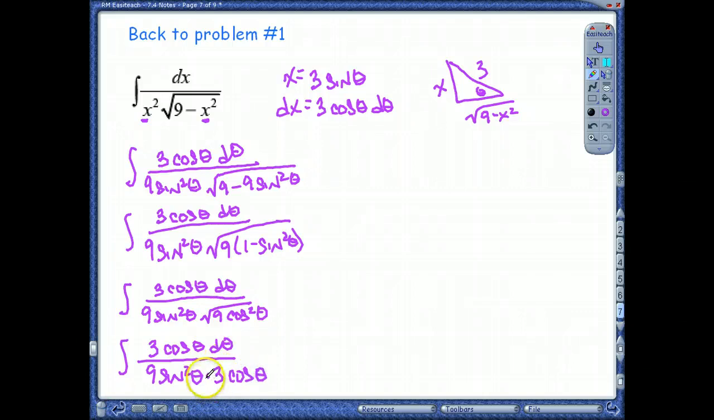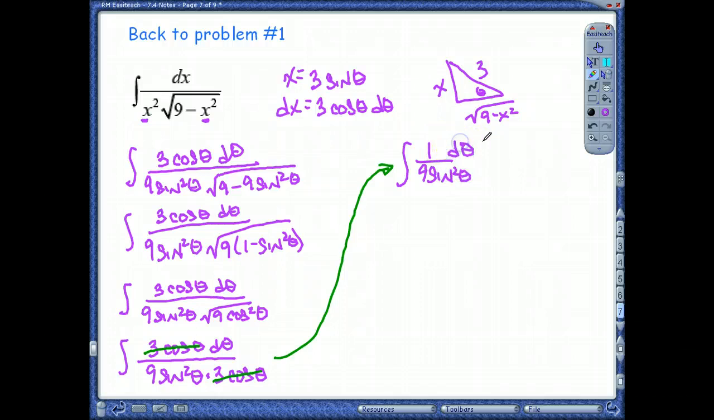All right, so now that I come to this point, what's on top can cancel with some of the stuff on the bottom. So that 3 cosine is going to cancel with that 3 cosine. I'm going to come up here. Boy, I'm kind of running out of room here. All right, don't panic. It's all under control, kids. So I have 1 over 9 sine squared theta. Ooh, I have my d theta up there too. Well, 1 over sine is cosecant. So I have 1/9 cosecant squared theta d theta.